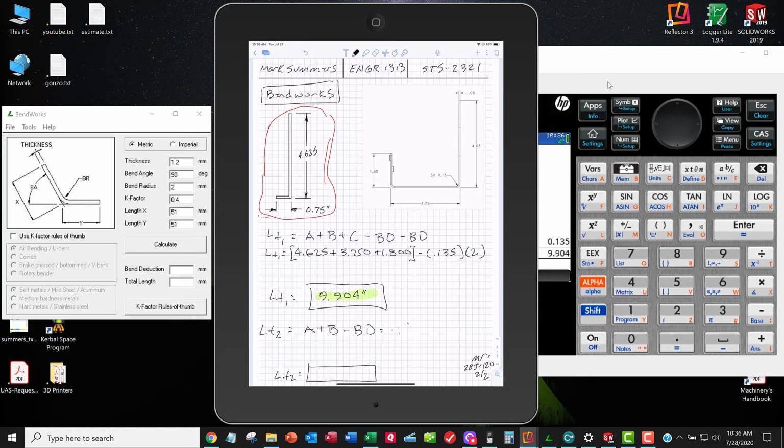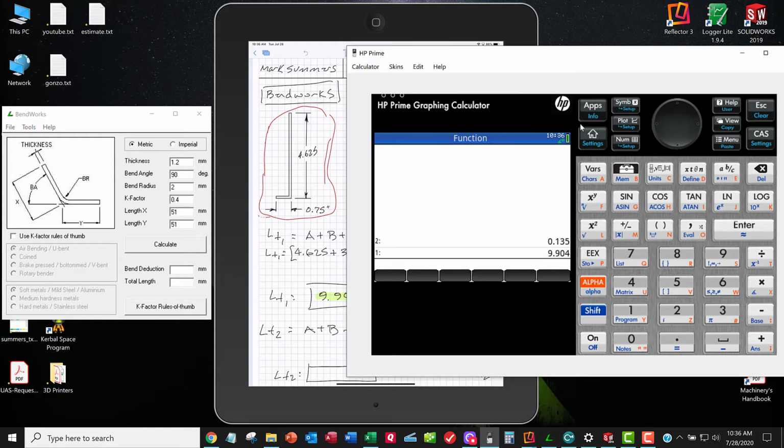What's going on with my pen here? Let's try that again. Oh, little tips coming out. There we go. 4.625 plus 0.75 minus my bend deduction. And so let's see if we can punch that out on my trusty calculator. I'll do a swap variables to get my bend deduction back. So I want to do 4.625, enter, 0.75 plus, swap the variables, and do minus. And so LT2, my HP Prime calculator tells me it's 5.24 inches. So do we believe that?